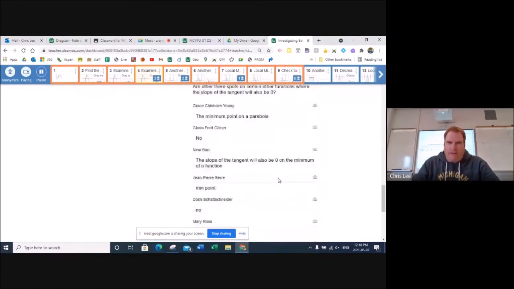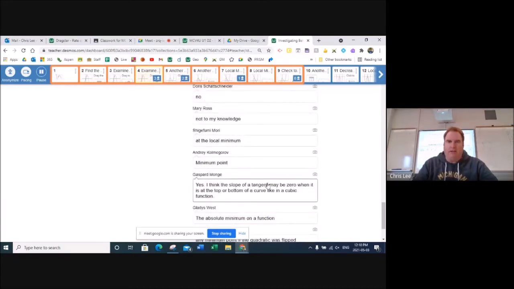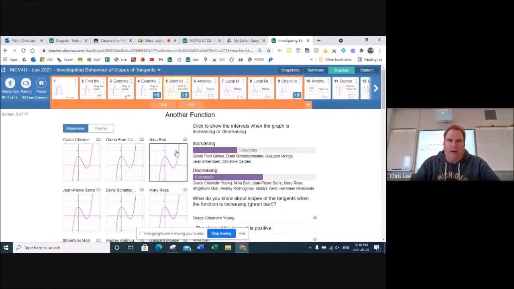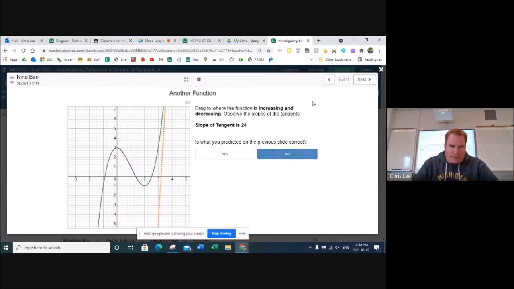So scrolling down here, are there other spots? Yes, the minimum point of a parabola will also be 0. Yes, minimum point. Some said not to my knowledge, but later on probably discovered that yes, a minimum would also get you a slope of 0. And so if we look at another function like this one here, you can see when it's increasing or decreasing. Let's get to the next slides where we actually have the tangents here. Oh, this person got the tangent off the screen. There we go. Okay, so let's look at the slopes of the tangents.